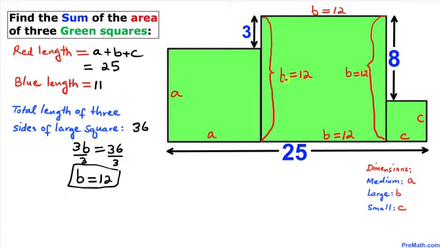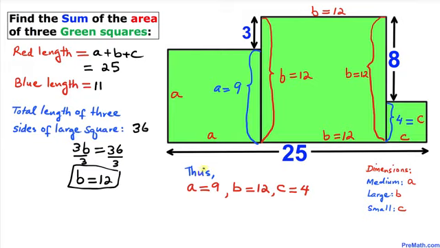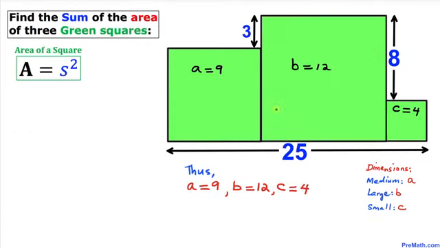Once we figure out that the B side length is 12, we can easily figure out this side length. That's going to be 12 minus 3, which is 9. So A is going to be 9. Likewise, this side length is B, which equals 12, and if we take away this 8, this side length is 12 minus 8, which is 4. That is equal to C. So our side length A turns out to be 9, side length B is 12, and side length C is 4.